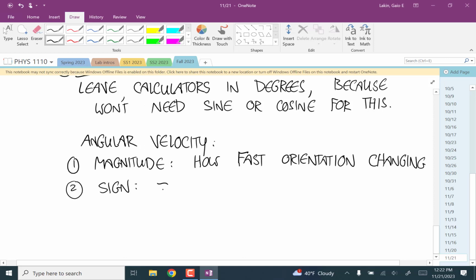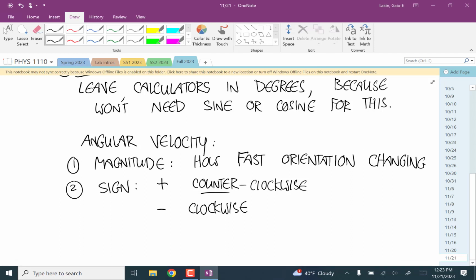And that is positive if the body is rotating, this is kind of backwards, so pay attention to this, it's the opposite of what you would expect, but positive is counterclockwise. And negative is clockwise. Okay, so just like with a vector, you can think of it as having a magnitude and a direction. The direction is whether it's positive or negative.